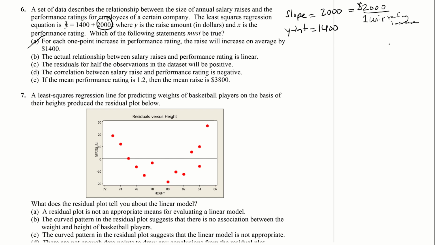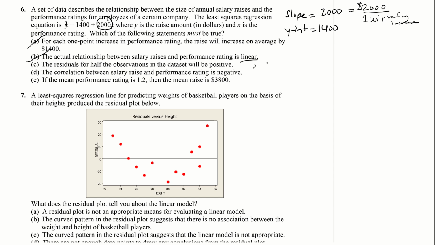The actual relationship between salary raises and performance rating is linear. Is that true? This is not necessarily true because it says the actual relationship is linear. All we know is that there's a least squares regression line, but we have no idea whether it's actually linear or not. Remember, what helps us determine if it's linear or not is the scatter plot, as well as the residual plot. So you have to actually look at the scatter plot for this. You need to look at the r value. There's a lot of things you've got to look at, right? But for sure, we don't have any information on that.